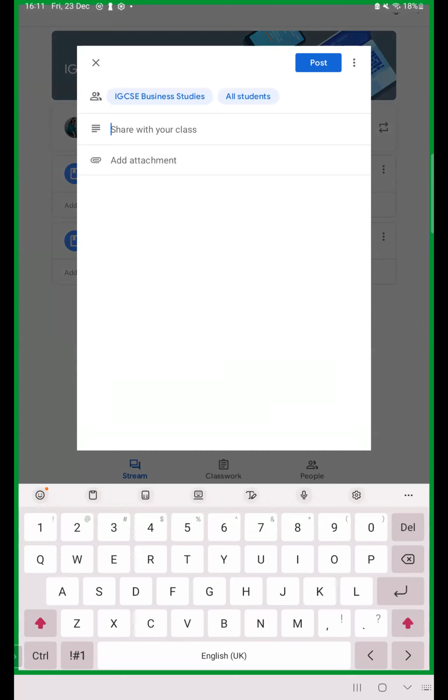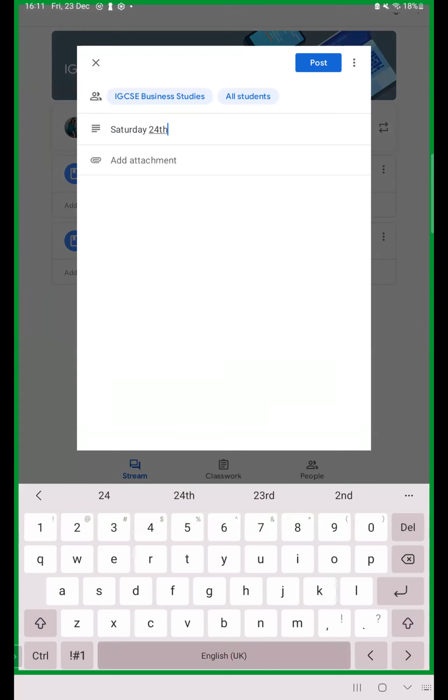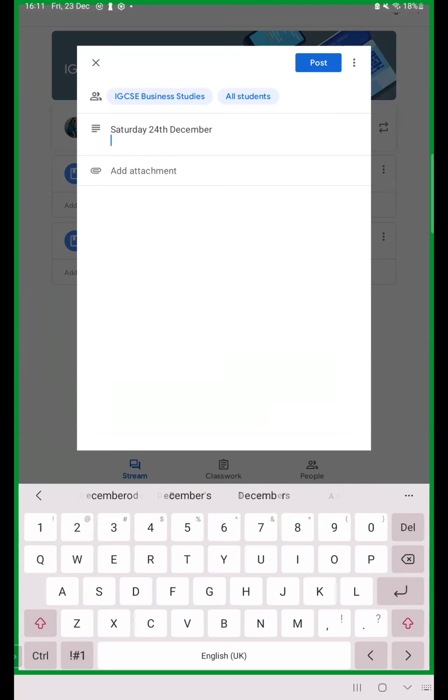Here, basically, if I post any announcements, for example, just making an announcement right now, tomorrow, let's say Saturday, what is the date? Saturday, 24th December, pop quiz. This is a real announcement, by the way. Pop quiz. I'm just going to take a 5-10 minute quiz on external growth or internal growth. Okay, so on growth.